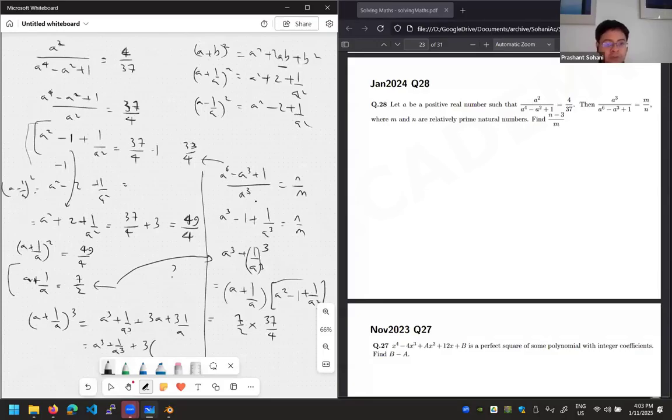So a plus 1 over a is nothing but 7 by 2. And on the LHS, you have (a + 1/a) cubed, that is (7/2) cubed. Again, with rearrangement, you can get the value of the middle term. So both approaches are valid. In the end, you are going to get the same answer. And by the way, what you are going to get is m over n.